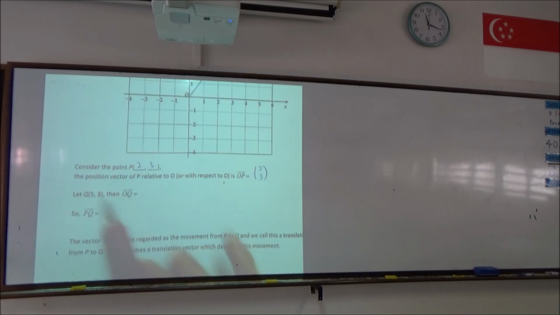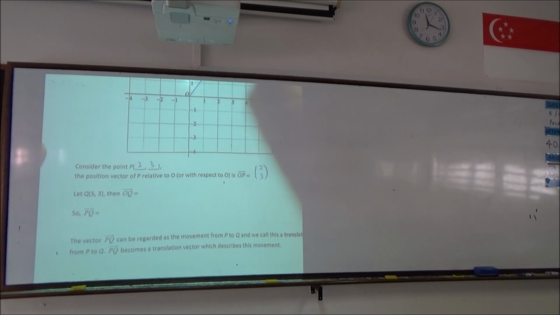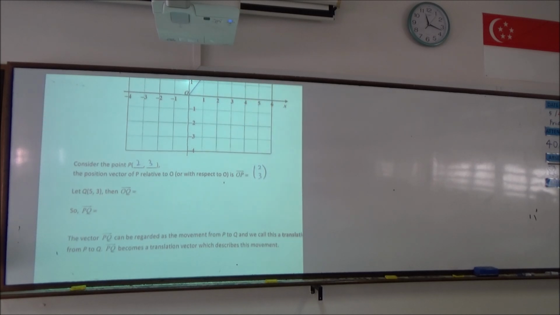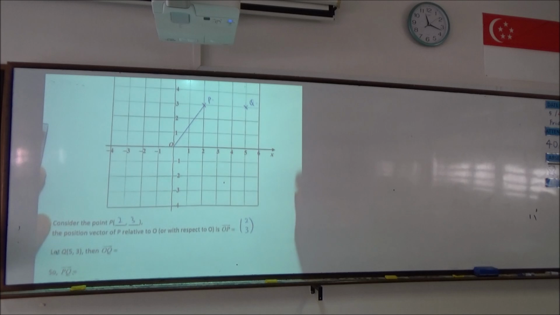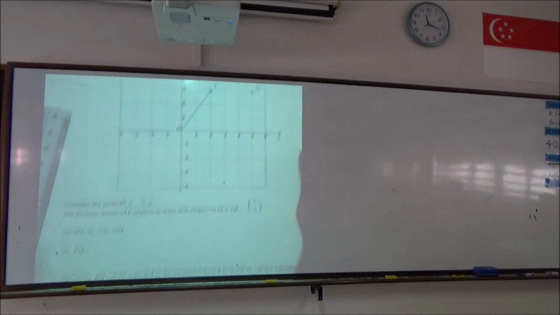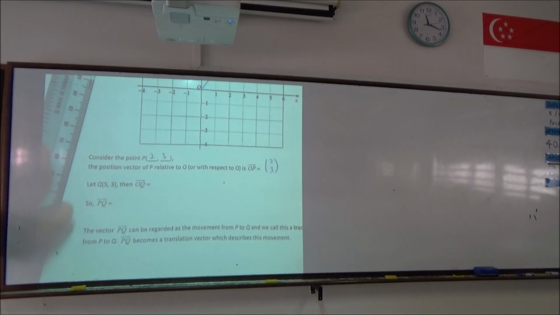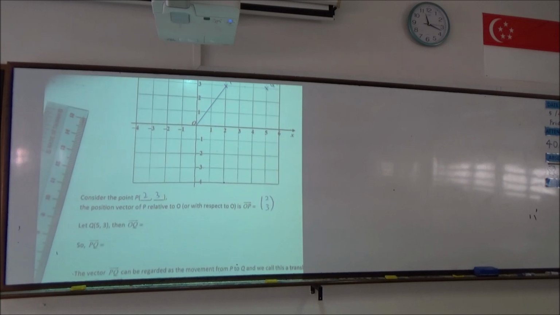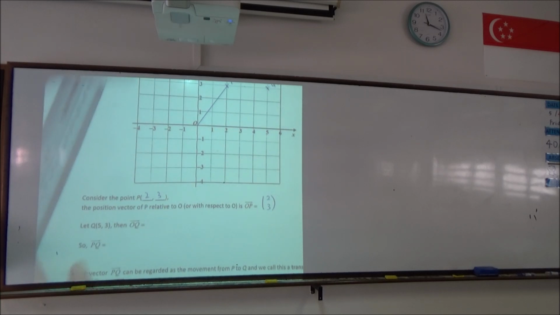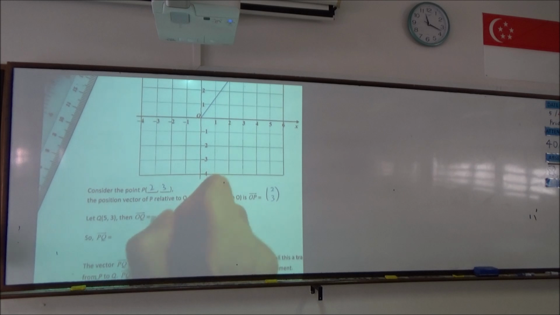If I let Q be 5, 3, for instance, that will be here. We would then be able to tell the vector OQ. What would the vector OQ be? 5, 3 also, right?